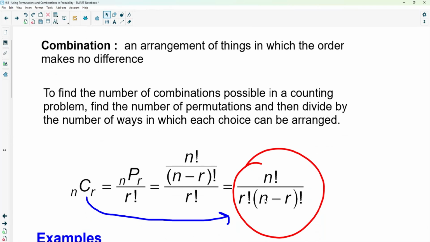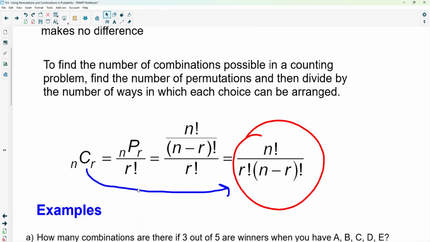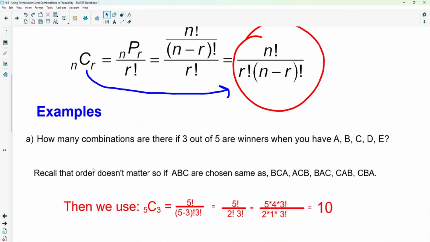So what are we going to do? We are going to see this part right here, and this is permutation. So the only difference that makes a combination is that we added that division of R factorial. Still N represents the total number of elements. Still R represents the number that you're going to be selecting. So for example, it says, how many combinations are there if 3 out of 5 are winners when you have A, B, C, D, E?